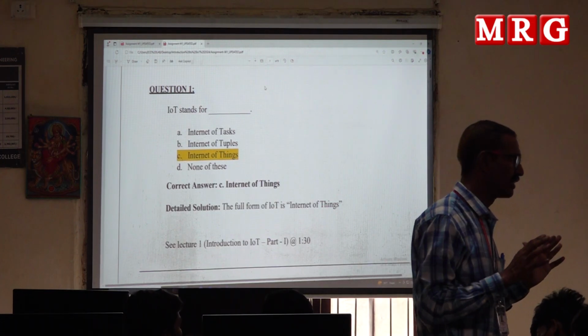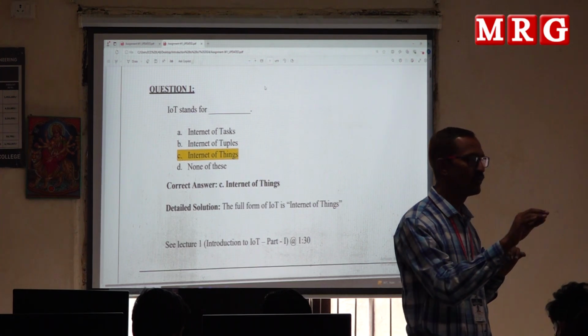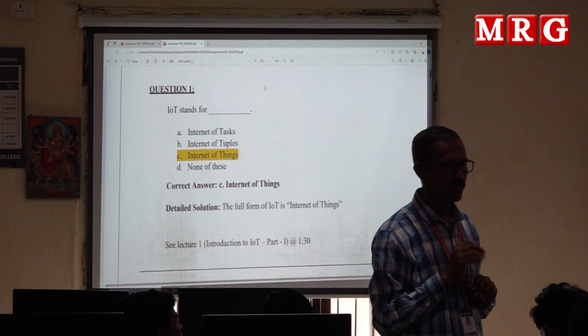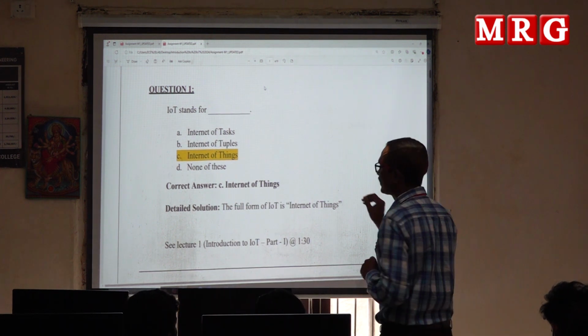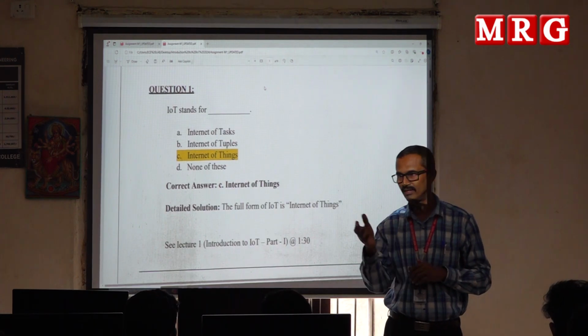Okay, it's not a different internet. Same internet, whatever everybody is using on mobile phones, computers, laptops, we are using the internet. The same internet connectivity we are using for our office. So this is the first answer. Very clear. It's Internet of Things.